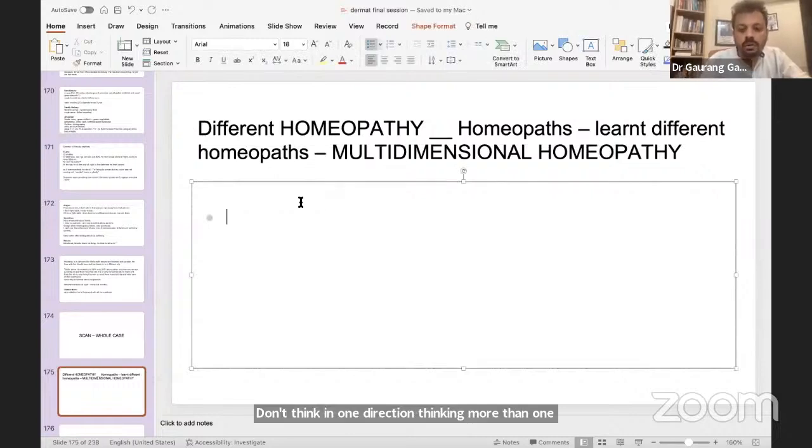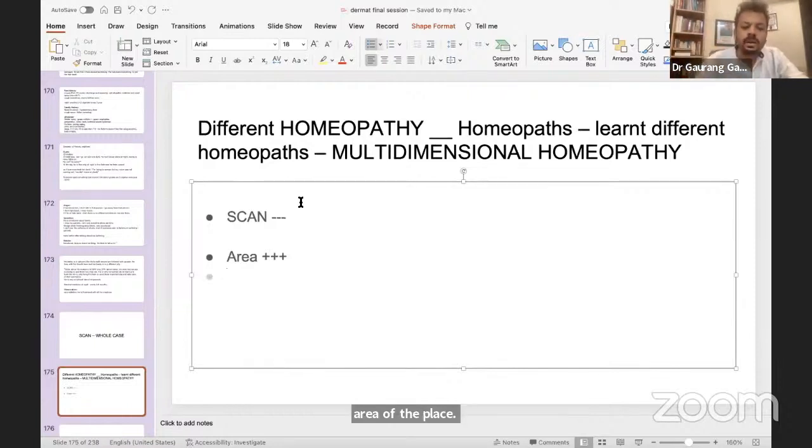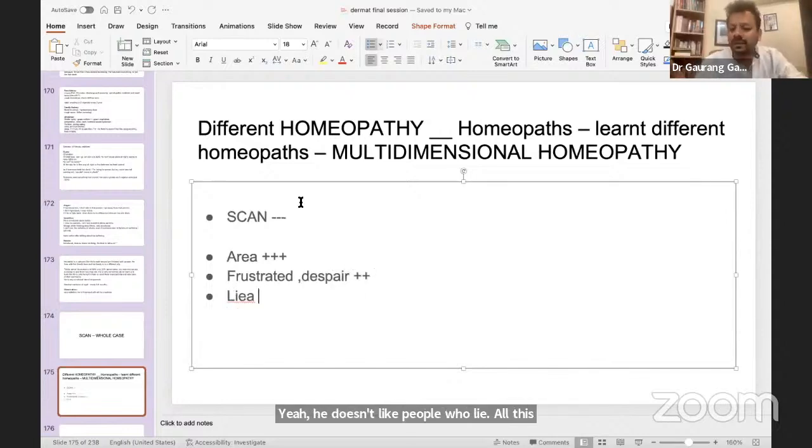When you scan the whole case, you have to see what is the most important area of the case. If you study his whole case, of course, he's been taking treatment for so many years. He's going to be frustrated. He's going to be in despair. He doesn't like people who lie. All this is common. If you prescribe on that, Natrum mur, Aurum, nothing is going to happen.